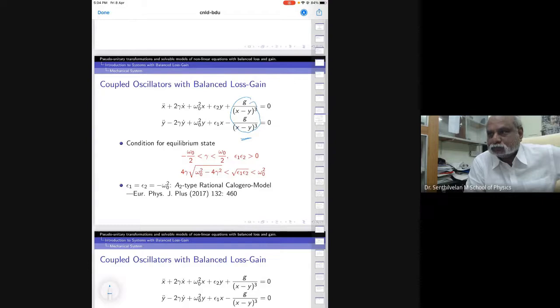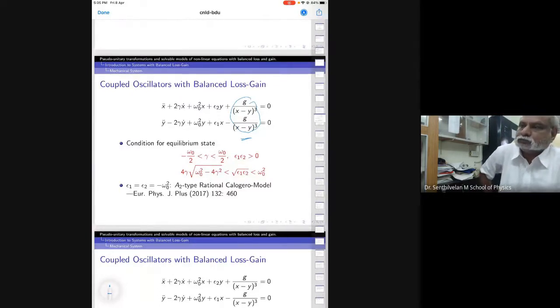In fact, Lakshmanan and one of his collaborators have a Physics Reports article where these cubic equation solutions are nicely summarized. Within the context of balanced loss gain systems, we have seen that this cubic interaction goes through easily, and we have borrowed those solutions to construct solutions for balanced loss gain systems.